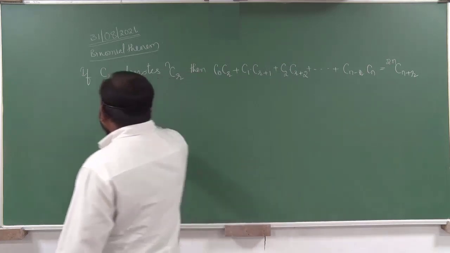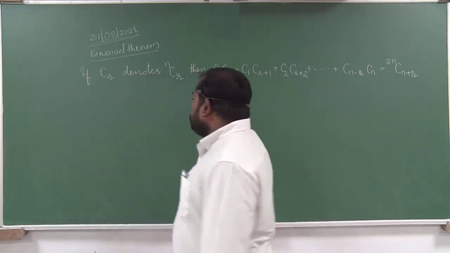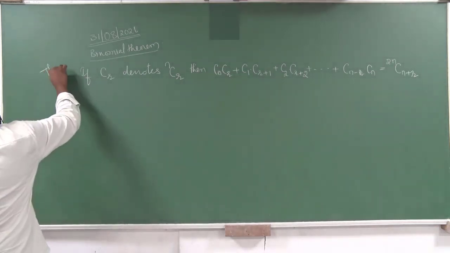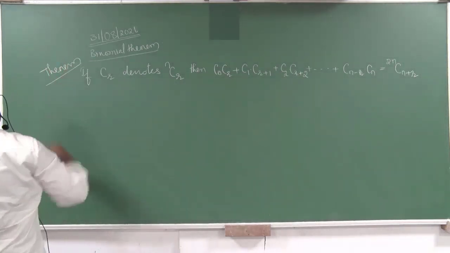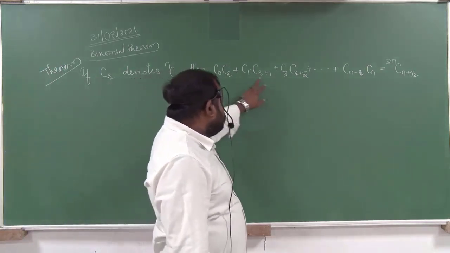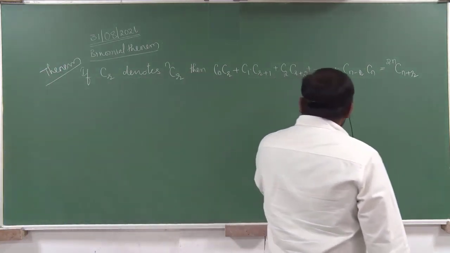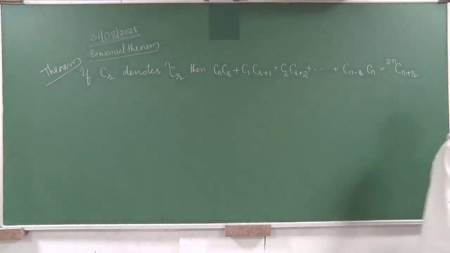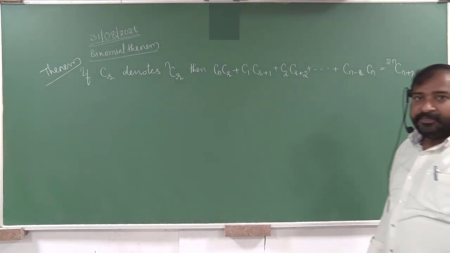Now listen, Cr denotes nCr. In every theorem statement they give this. So Cr denotes nCr, then C0 into Cr plus C1 into Cr plus 1 plus C2 into Cr plus 2 plus so on, plus Cn minus r into Cn is equal to 2nC n plus r.